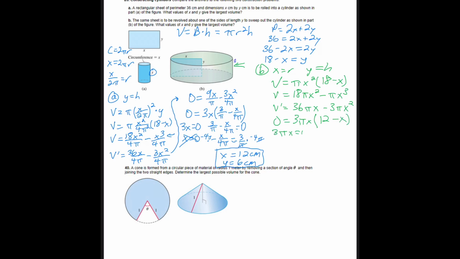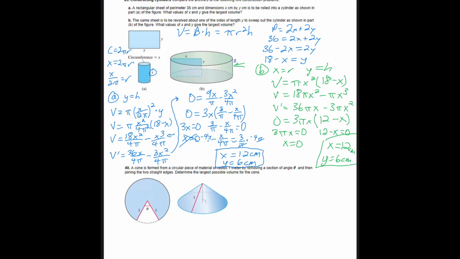looking back on the other one, I could have taken out the pi too, but we didn't, but that's okay. You get the same answer either way. And that leaves me with 12 minus x. So we get 3 pi x equals 0. So x equals 0. And over here we get 12 minus x equals 0. So x equals 12. So x would be 12, which means y, once again, has to be 6 centimeters.